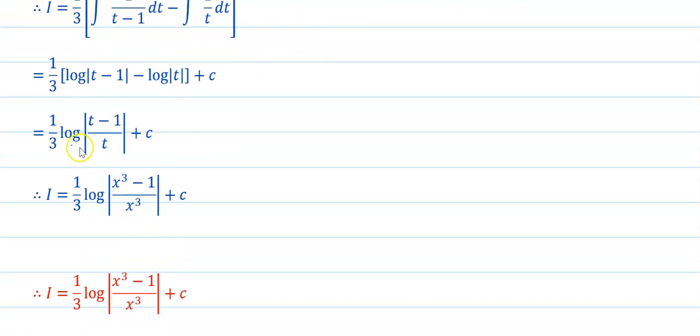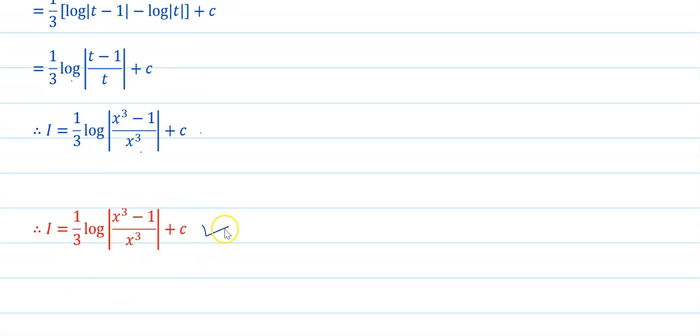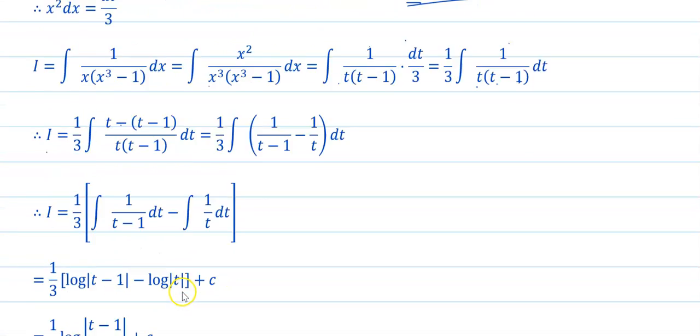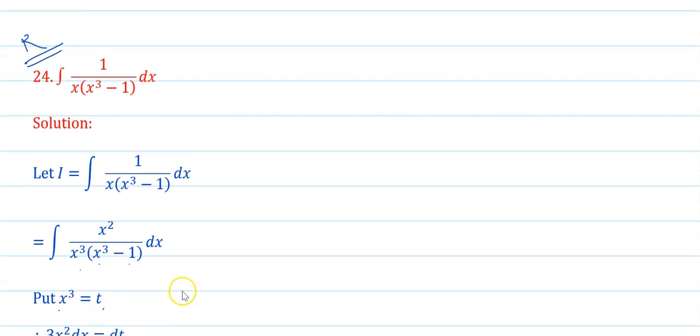Okay. Resubstitute the value of t. T is x cube, and hence I is equal to 1 by 3 log of mod of x cube minus 1 upon x cube plus c, and hence the integral. Okay, you can see. The main trick to solve this problem is to multiply numerator and denominator by x square.